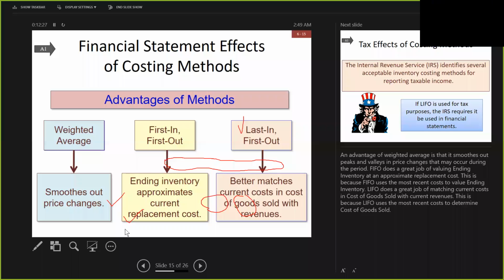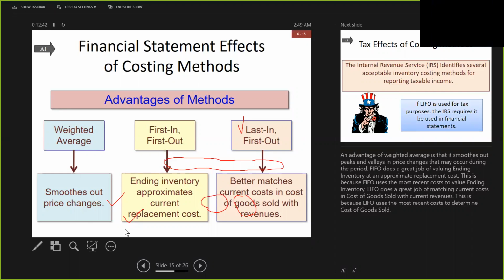Here's some advantages to each. In weighted average, we see that as we're taking an average, it can smooth out the price changes because we're always doing that average. So the highs and the lows don't have a major impact all at once.